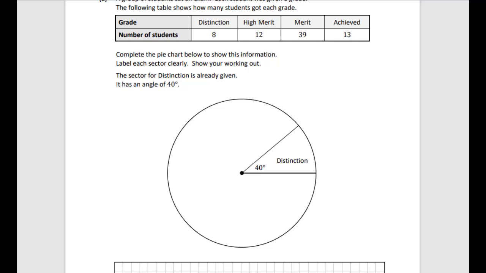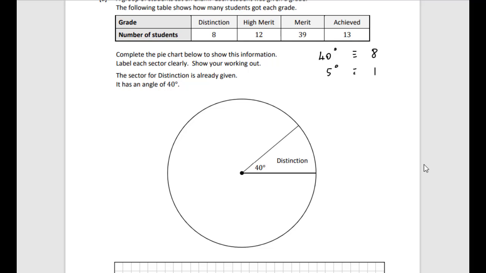Okay, so again, a couple of ways of doing this. You can use the fact that 40 degrees represents 8 students. So that means, you could do 40 degrees is equivalent to 8 students. So 1 student then is equivalent to 5 degrees and so on, and just multiply up from there.